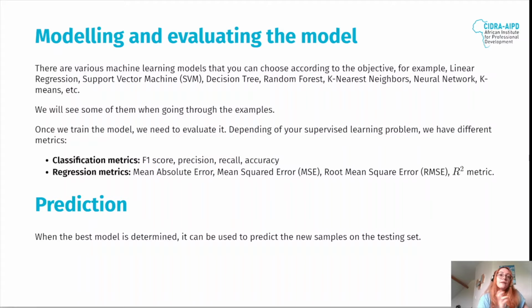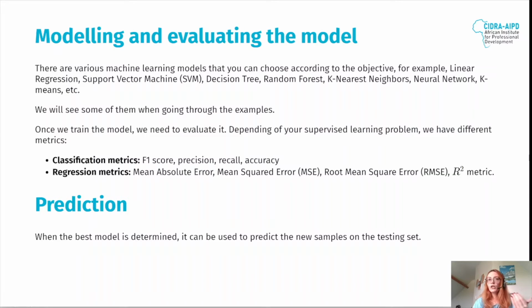The next step, once you split the data, would be actually modeling and evaluating the model. There are a bunch of machine learning models that you can choose according to your objective. You can use linear regression, logistic regression, support vector machines (SVMs), decision trees, neural networks, so many different models that you can use. We are going to see some of them as we go through the examples.